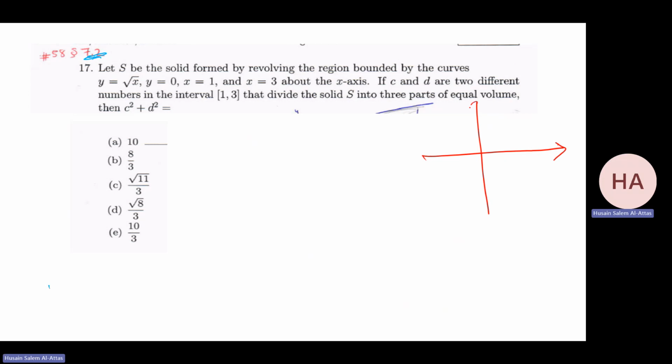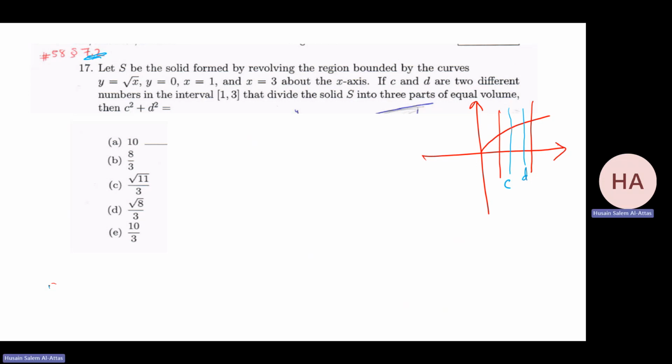This will be my function. Y equals square root of x. Y equals 0, the x-axis. X equals 1, x equals 3. Talk about this region. And what he's talking about, I have here C, and I have here D. That will make these 3 pieces 3 equal volumes.